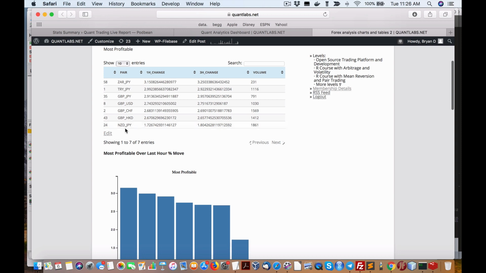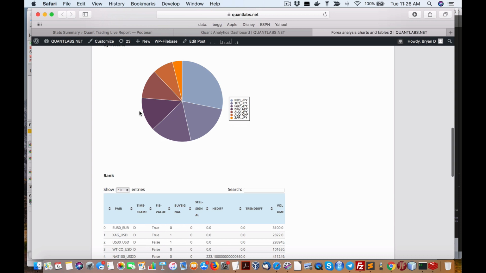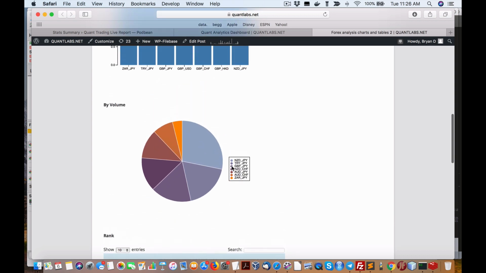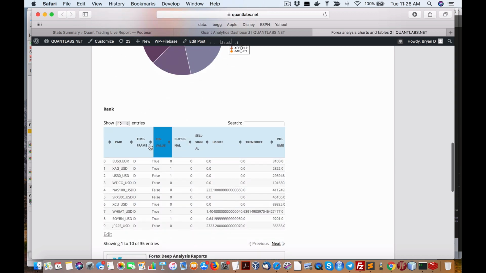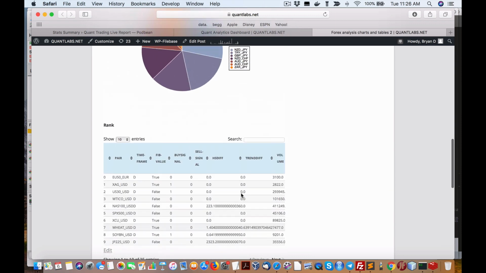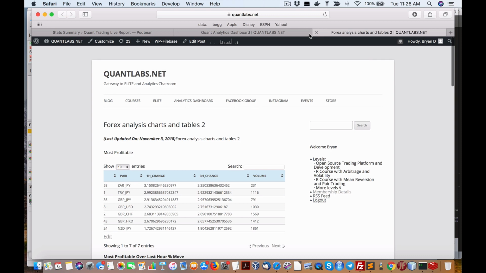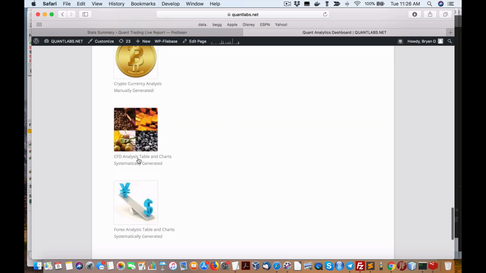And here we have the New Zealand against the Japanese yen, and you can always check out the volume here in this pie chart, so you can clearly see that the New Zealand Japanese yen is number one, while the Turkish lira against the Japanese yen is number two, and so on. Now, if you want to get into the nitty gritty, you can do that here. Again, we got the reports that we can download. I'm just not going to do that. It's a lot of detail there. So that's Forex, and there's lots of opportunity there right now, which is good.